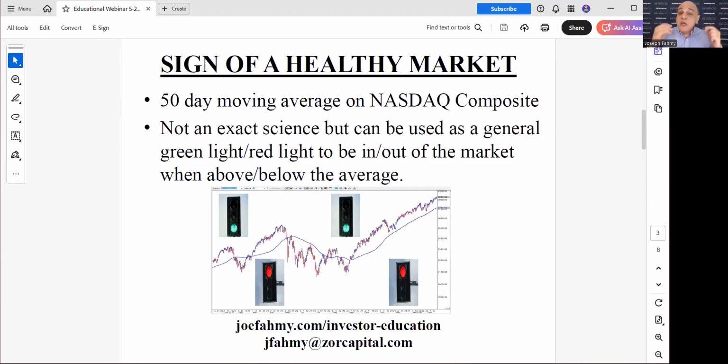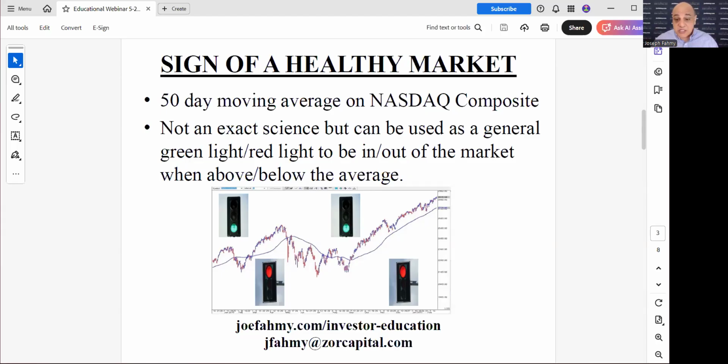When we're above it, for the most part, the market's healthy. When we're below it, for the most part, the market's in a corrective phase or possibly a bear market, so get a little bit more defensive. And again, this is for people who maybe actively manage their portfolio or vary their investment levels. This is just a simple guide.